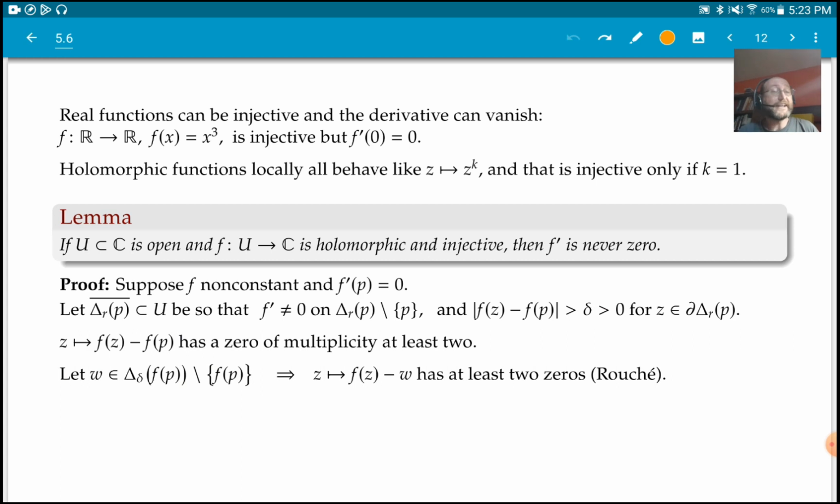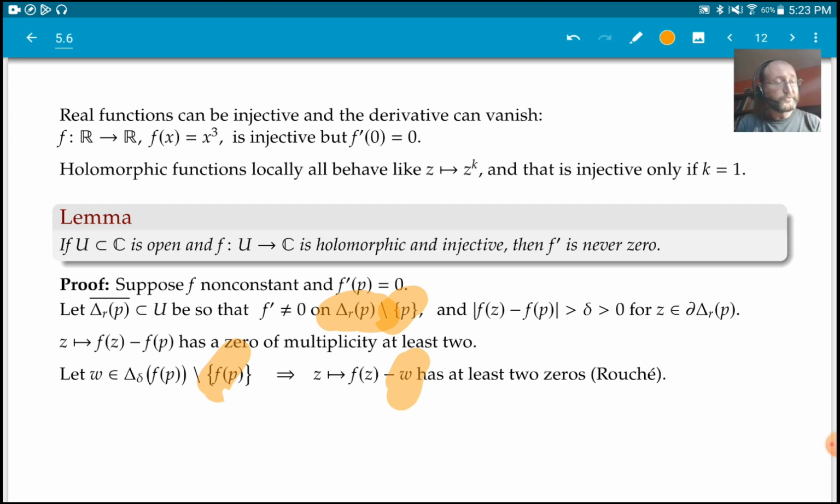And then we look at f of z minus w. Now, by Rouché, we've done this argument before, this has 2 zeros in this disk. It's actually 2 zeros in the punctured disk as well. The only thing that would go to it is when w is f of p, and we know that it's not. So it has at least 2 zeros in this disk.